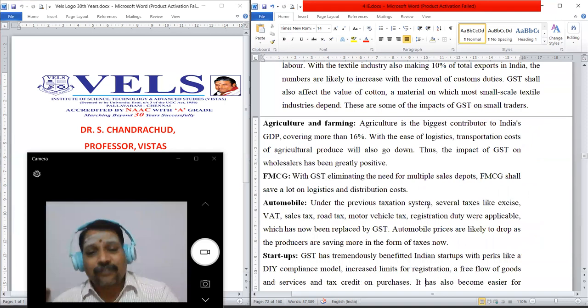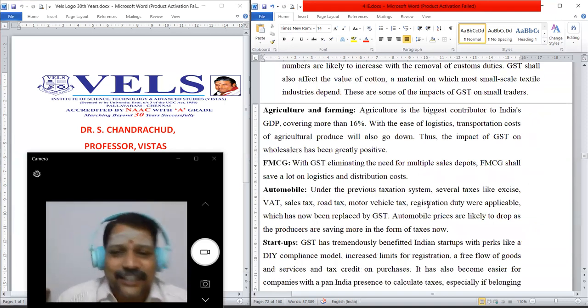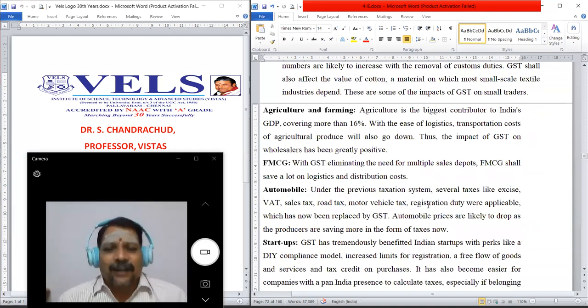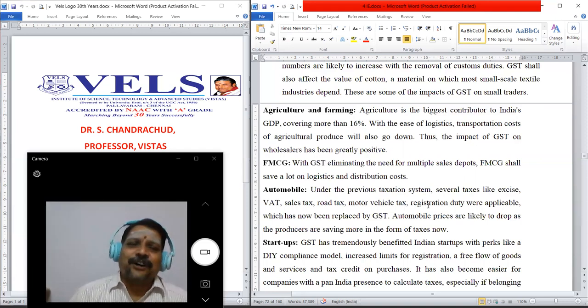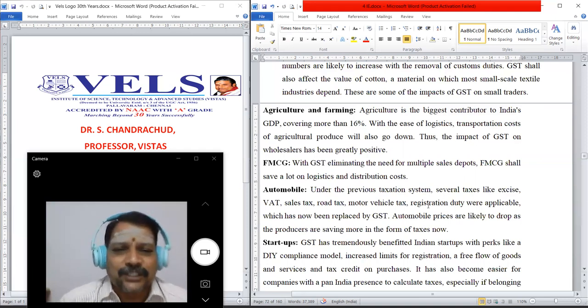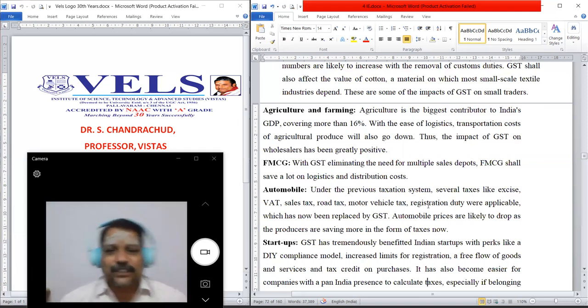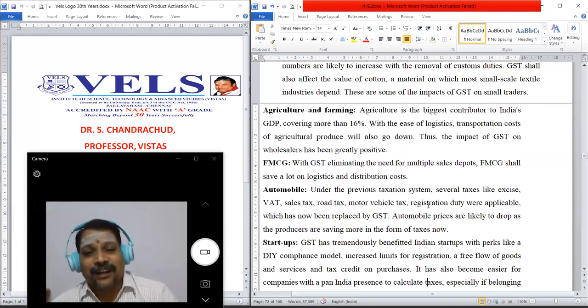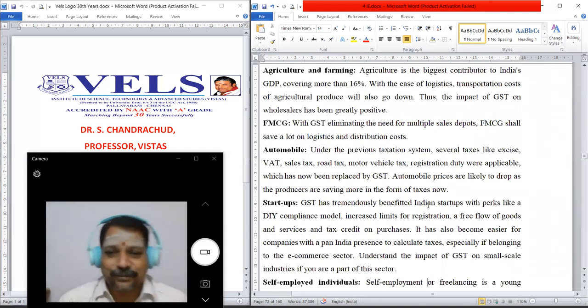Yes. Now, let us move to a few more fields like agriculture and farming, FMCG, the automobile industry, and a few startups. In these also, GST has had more influence. Agriculture is a big contributor to India's GDP, covering more than 16%. And logistics and transportation costs of agricultural produce will go down. Thus, the impact of GST on wholesalers has been greatly positive, but for the ultimate consumer, it is negative.